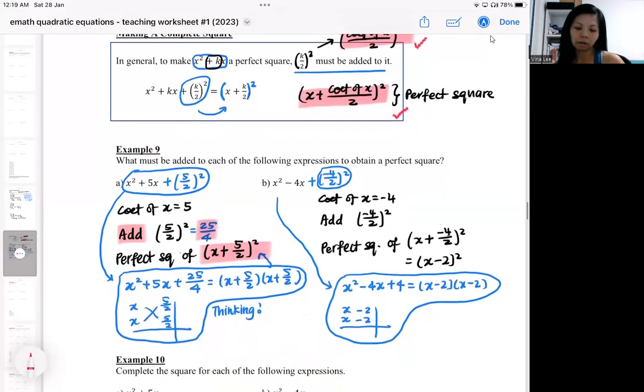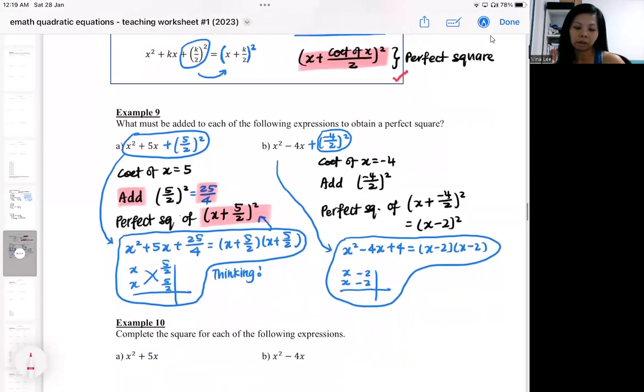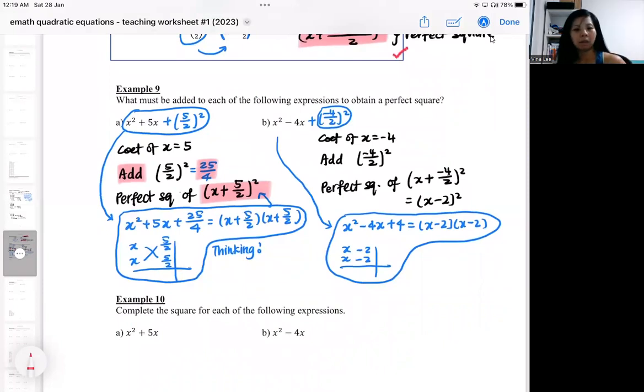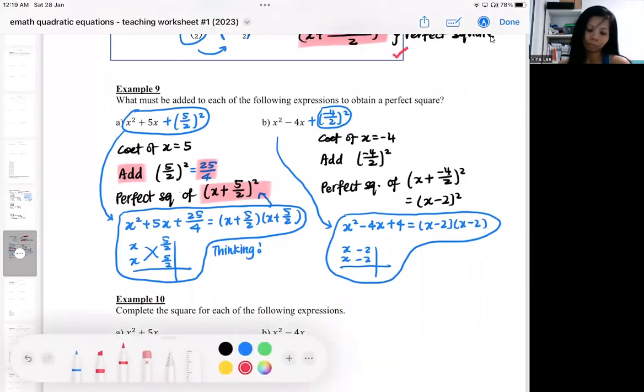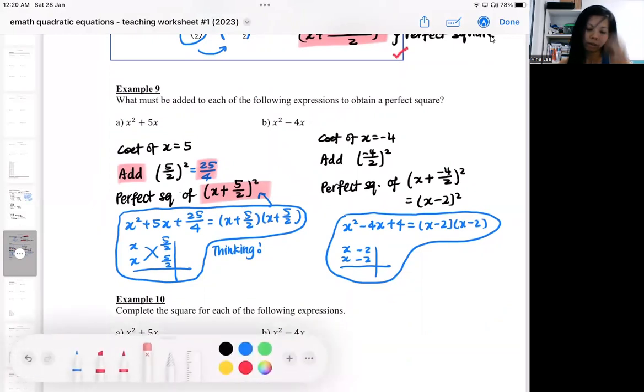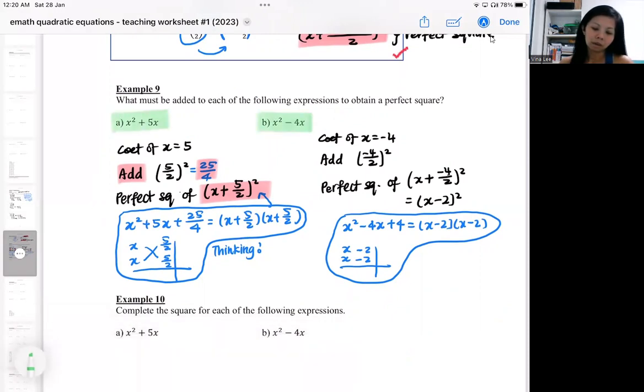Okay, but sometimes the question will be phrased this way. Most of the time, it will be phrased like example 10. The question says that you are supposed to complete the square for each of the following. If you observe example 9 and example 10, it's exactly the same question. Do you realize it's actually the same question? You observe example 8, example 9 and example 10. They are the same question. So what is the difference?